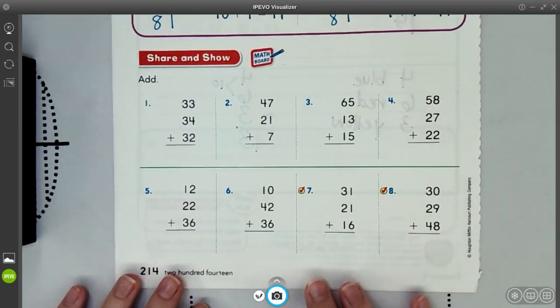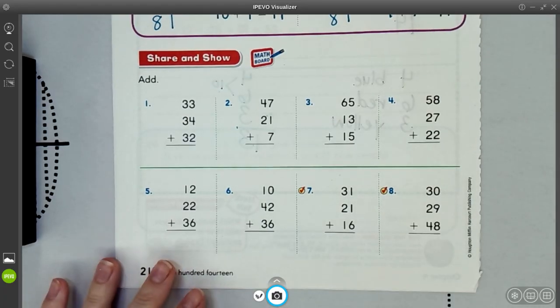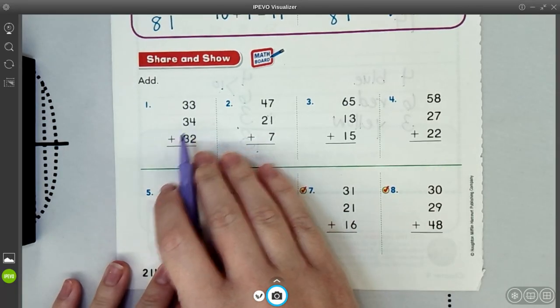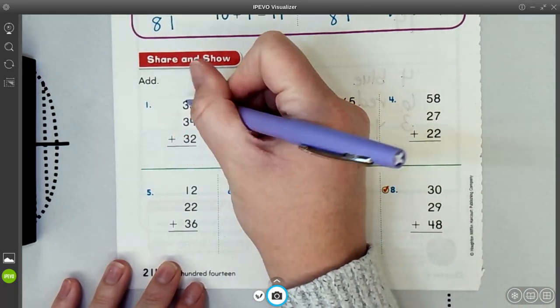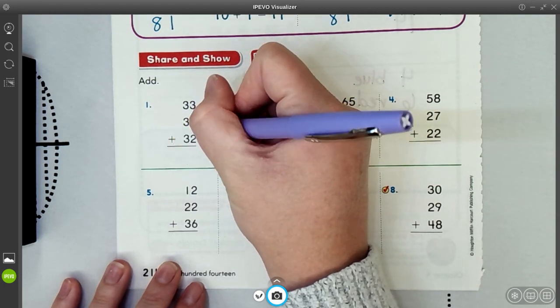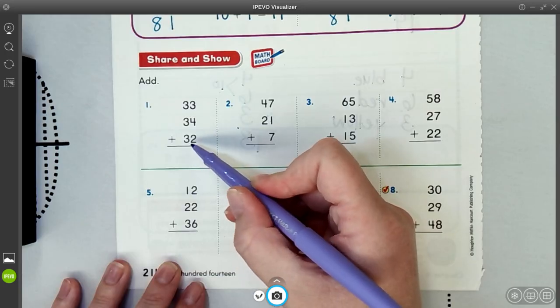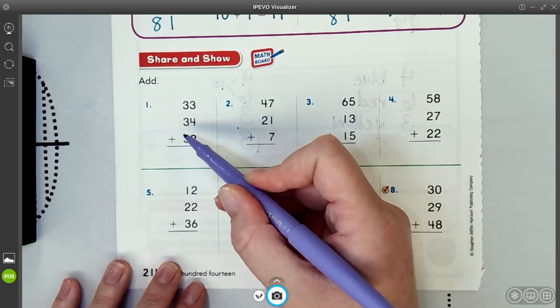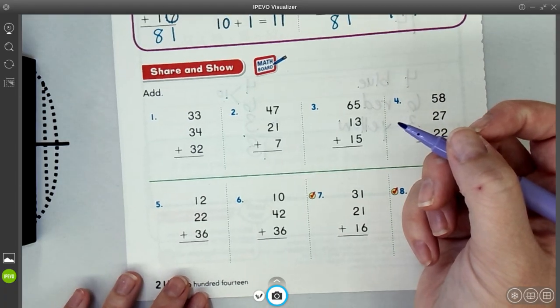All right, down here, share and show. Number 1. Oh, it says add. Number 1, 33 plus 34 plus 32. And remember, we're keeping a very straight column. So whatever ones I have in my answer are going to go right there under my ones column. Any tens will be right under my tens.